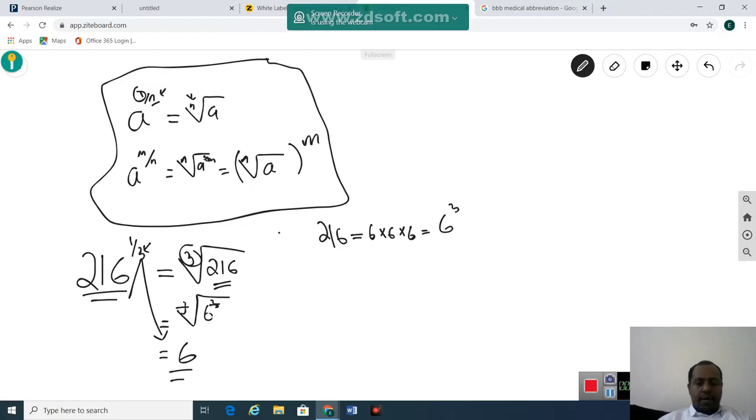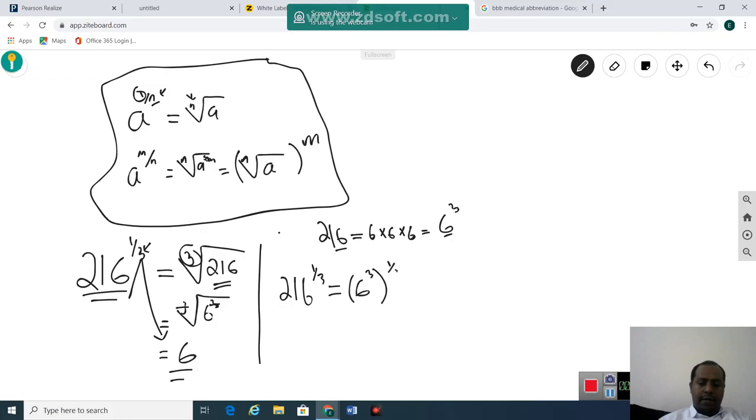By the way, I can do this question in another way. How am I going to do it in another way? 216 to the power of 1 over 3. Since I know that 216 is equal to 6 to the power of 3, this can be written as 6 to the power of 3, the whole to the power of 1 over 3.